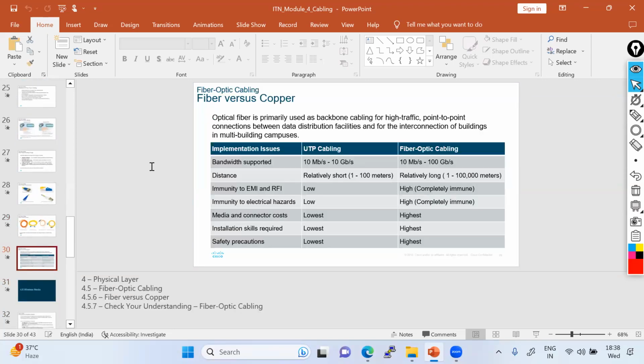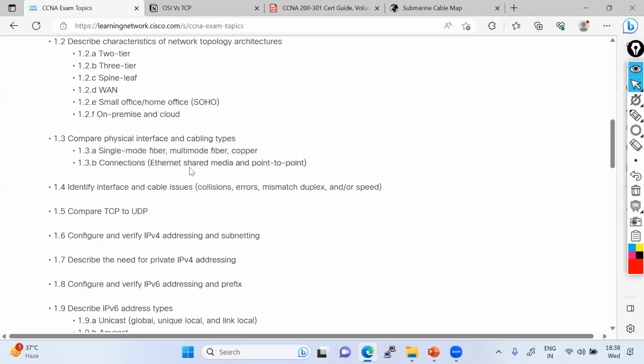So I believe we are good with this, right? Connections, single mode, multimode fibers, copper, we understand. For connections, we have Ethernet, shared media, and point to point. So if I'm talking about connections, what is shared media?